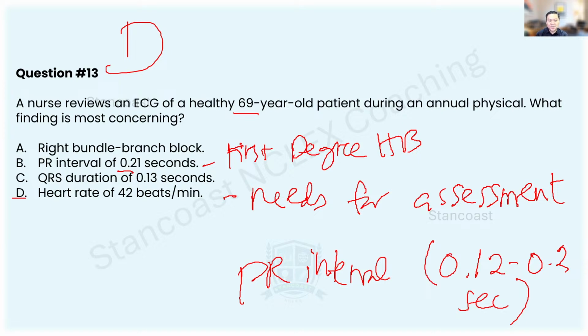Now, what about letter C, QRS duration of 0.13? What does that mean? This is prolonged because the normal QRS is what? Up until 0.12 seconds. Okay. And here, this is probably indicating that there is now a bundle branch block or maybe an intraventricular conduction problem. Okay. Now moving on to the next question, number 14.